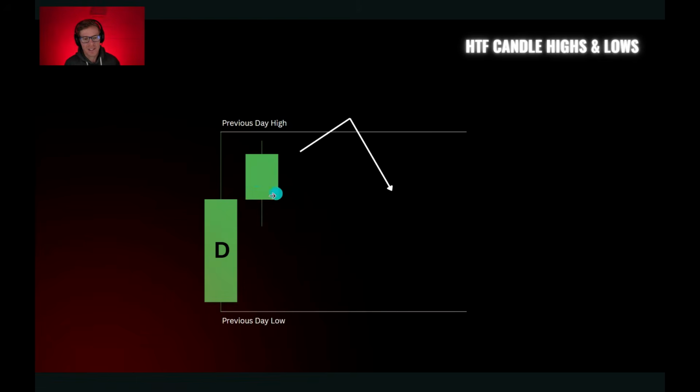So just imagine here, we've got the daily candle. This is the previous day high, the previous day low. When price comes up to the previous day high, this acts as a draw on liquidity. And then we want to see how price responds when it comes to this key level, and this is precisely where we're going to look for an entry.